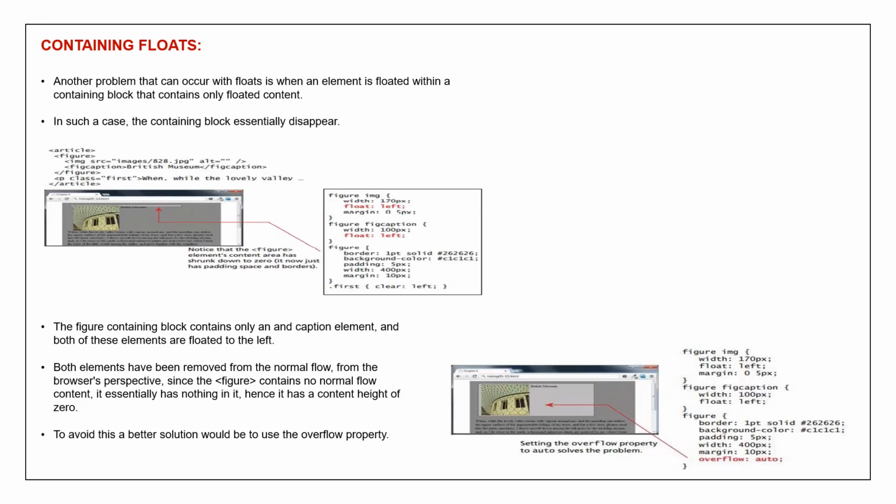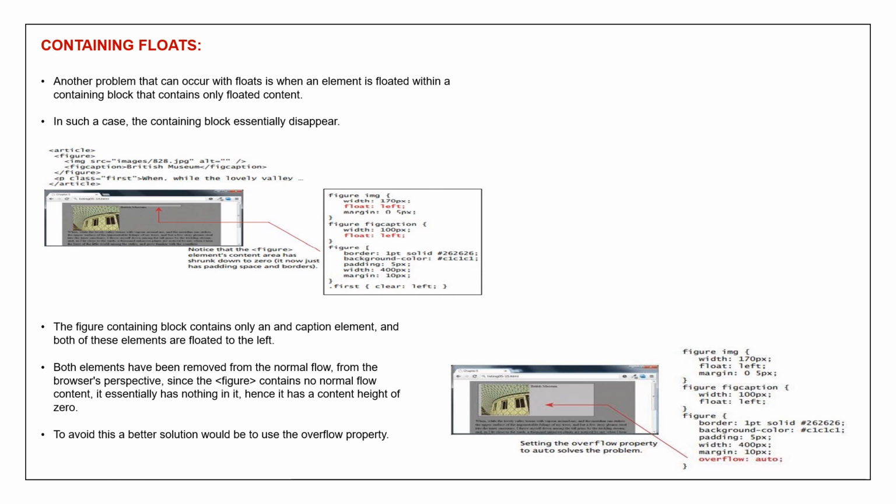Containing floats. Another problem that can occur with floats is when an element is floated within a containing block that contains only the floated content. In such a case, the containing block essentially disappears. The figure describes how the containing float is. Here we can notice that in this figure, the element content area has shrunk down to 0, and it now has only padding space and the border.